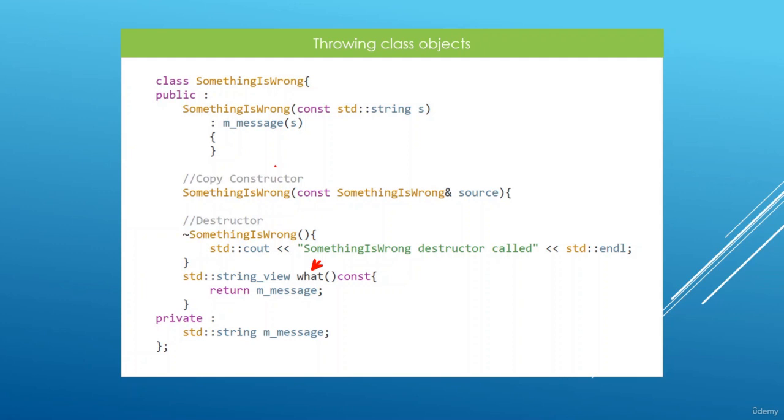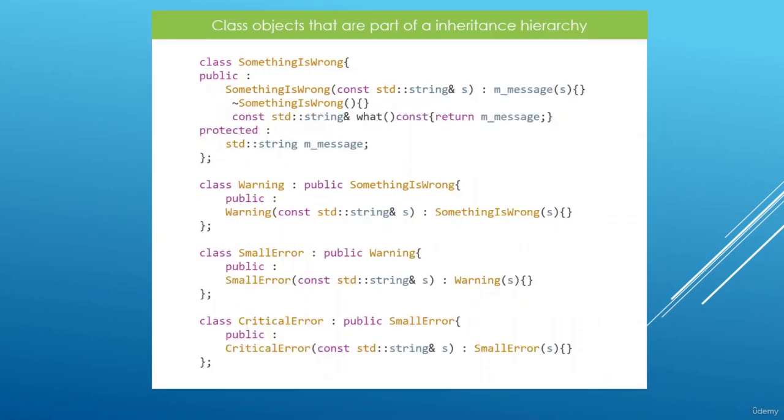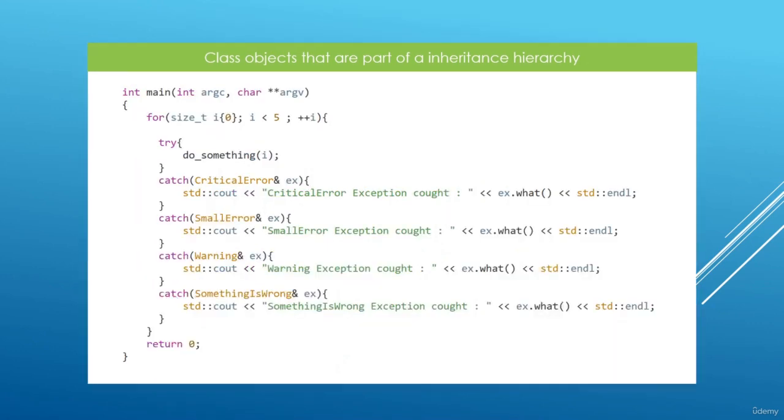We could do something like this. We could even use objects that are part of an inheritance hierarchy. So this is something we could do. And if we use these kinds of objects, it was of crucial importance to order our catch blocks appropriately. Because if you put the base one first, it is going to catch everything and all the other catch blocks won't have a chance to run. This is something you need to be aware of.